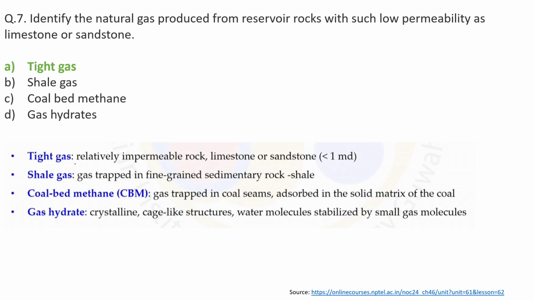Before also we discussed that for different gases, a different kind of rock formation is given. For tight gas, it is relatively impermeable rock, limestone or sandstone. For shale gas, it is gas trapped in fine-grained sedimentary rock. Coal bed methane is gas trapped in coal seams, adsorbed in the solid matrix of the coal. And gas hydrates are found in crystalline cage-like structures, water molecules stabilized by small gas molecules. So we have to identify the natural gas produced from reservoir rock with low permeability such as limestone or sandstone. That is the statement for tight gas. So option A is the correct option.